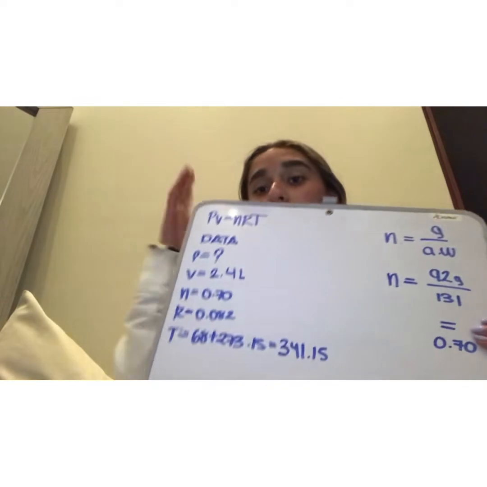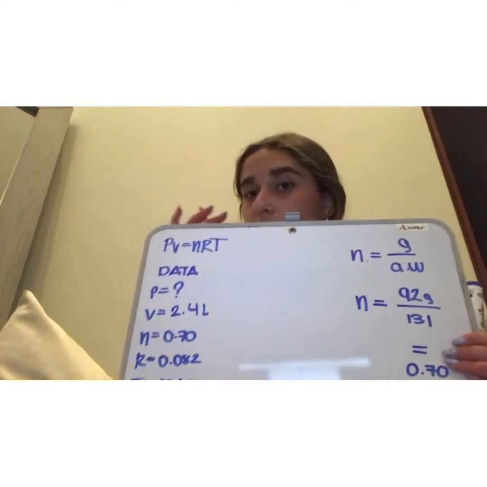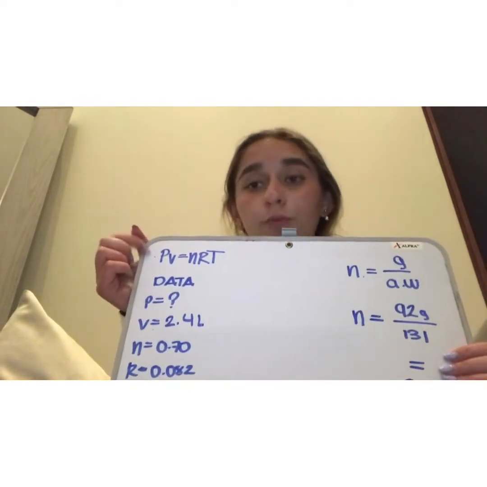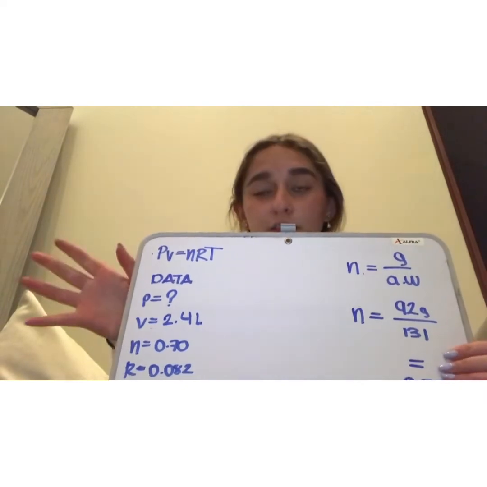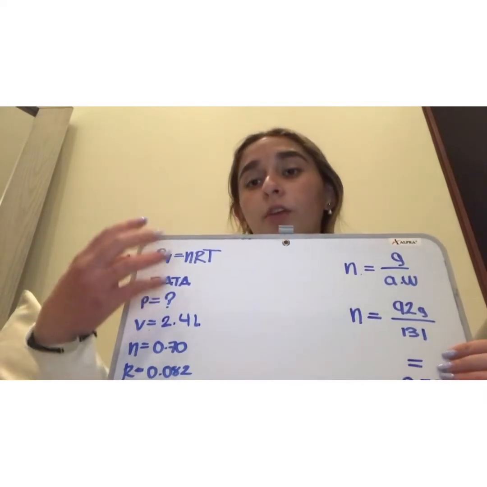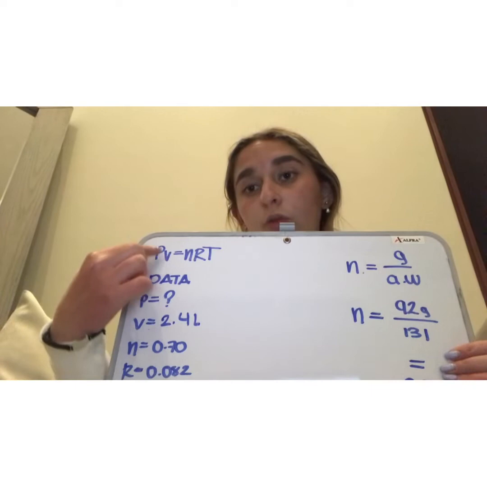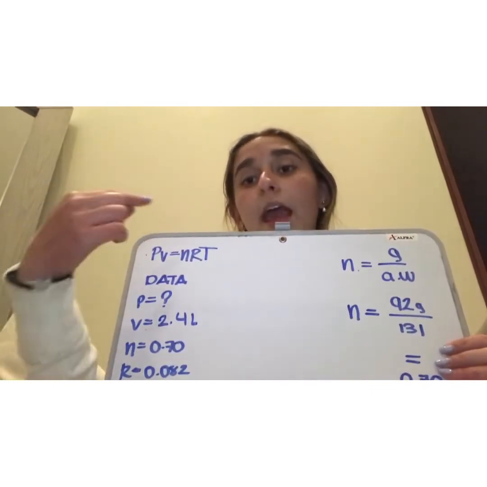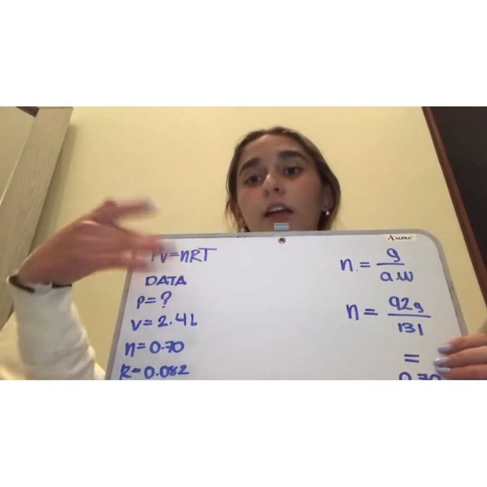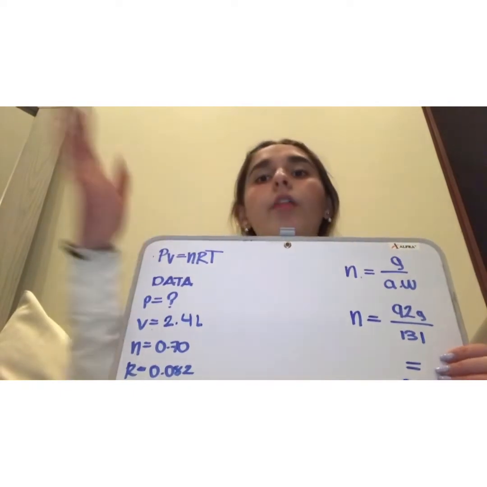Okay, so now we have all our data, and what we need to do is to leave P alone, because it's the one that we are searching for. And here volume is multiplying P, so this one will pass dividing, so it will be moles times R times T divided by volume. So let's do that.